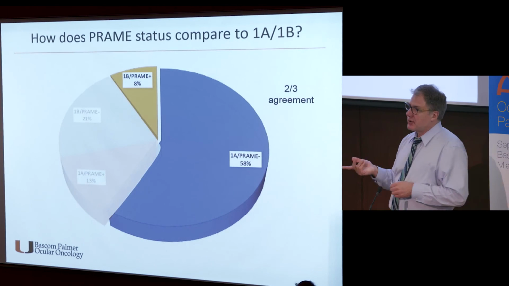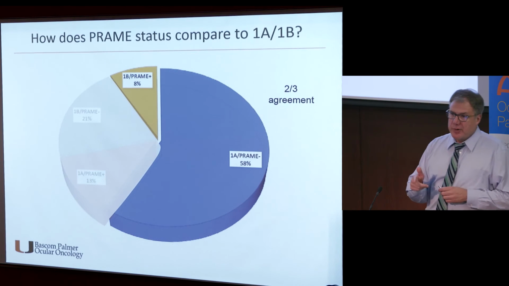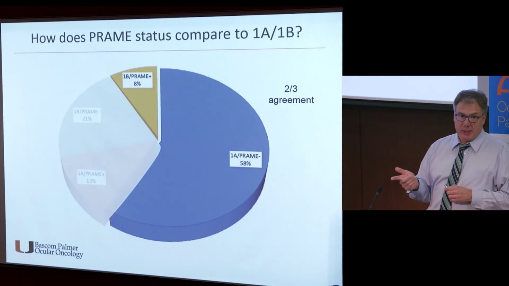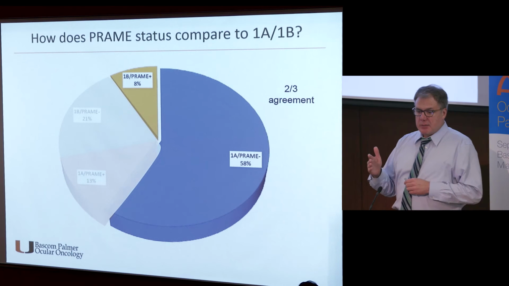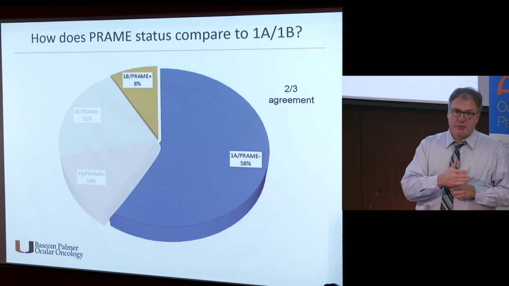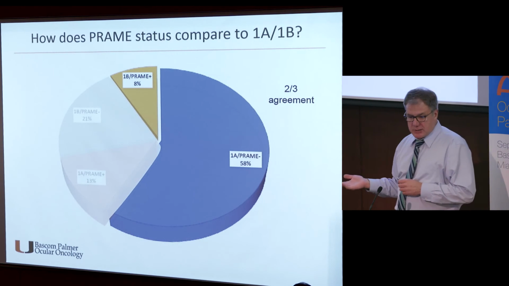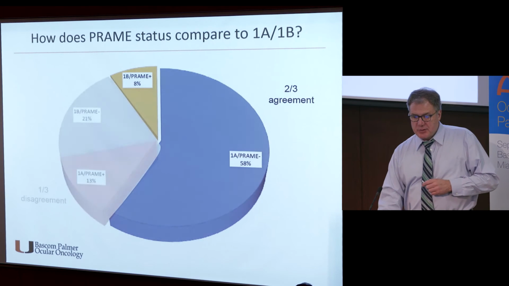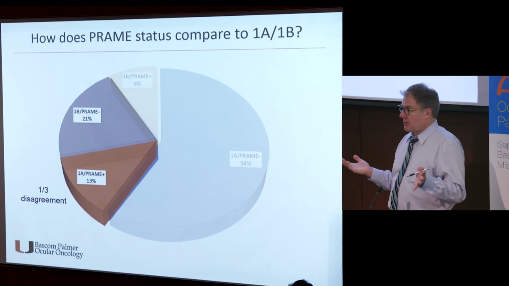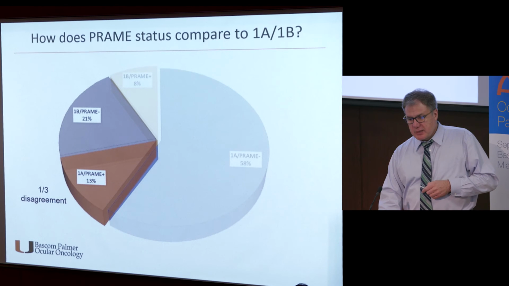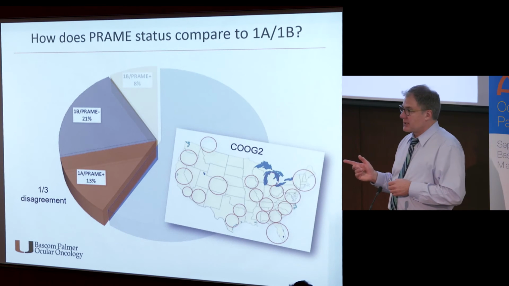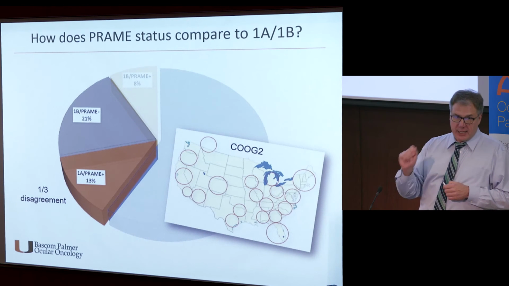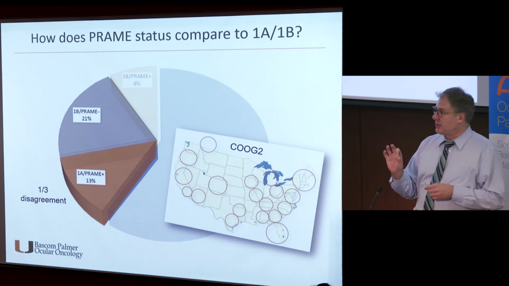Turns out about 2/3 of the cases, there's agreement between 1A, 1B, and PRAME, right? So if you're 1A, most of the time you're PRAME negative. If you're 1B, most of the time you're PRAME positive. But there is 1/3 of the time when they don't agree, okay? So another thing that the COOG2 study will be doing is a head-to-head comparison between the two.